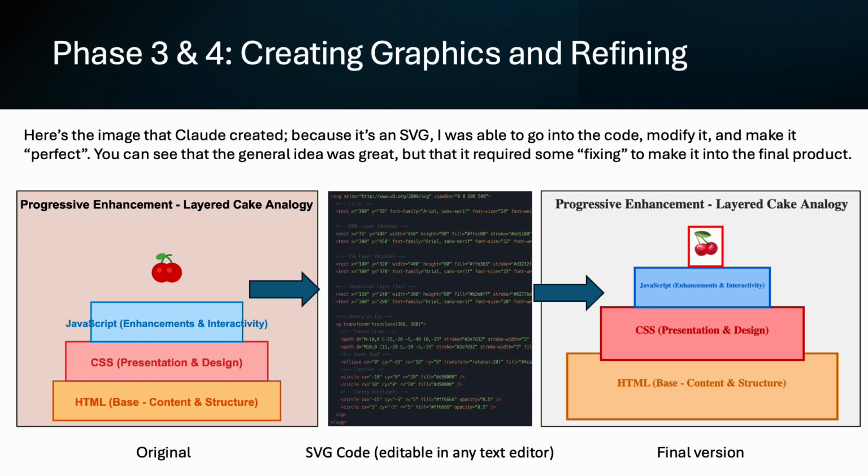The image on the left is the original that Claude created. It was nearly perfect, but needed a few adjustments to match my exact vision. Since Claude generated it as an SVG, I was able to go into the code, make precise edits, and create the polished version you see on the right. This is a great example of how generative AI gives us a powerful starting point, but it's our input and refinement that brings the final product to life.